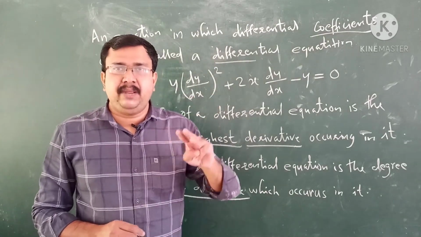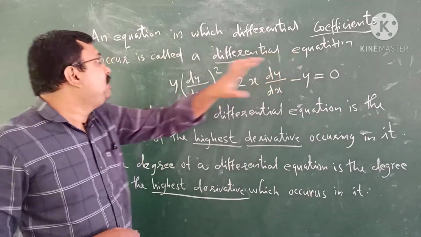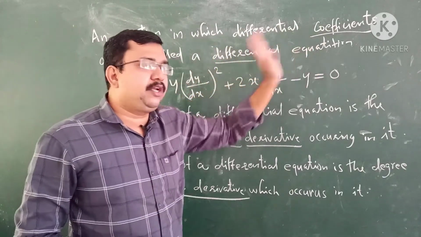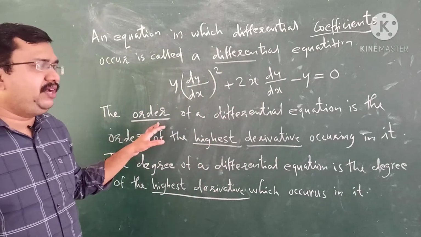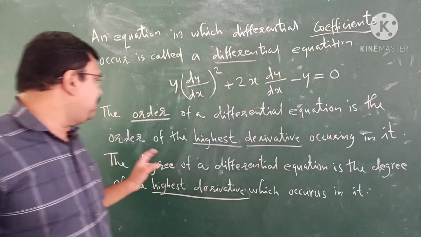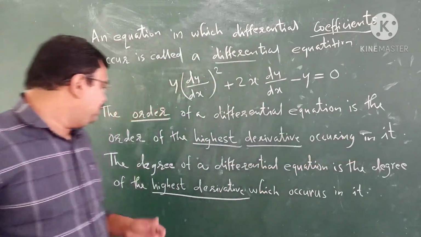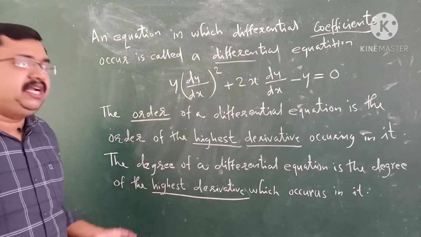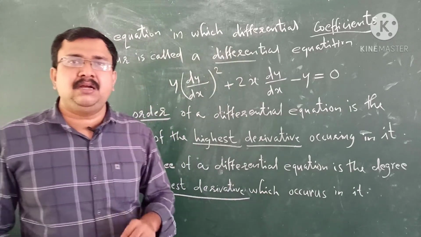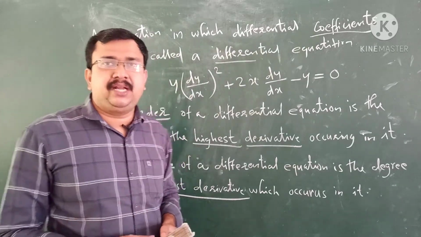Three points are very important. First is the definition of a differential equation: an equation in which differential coefficients occur is called a differential equation. Second is the order of a differential equation, which is the order of the highest derivative occurring in it. Then the degree of a differential equation is the degree of the highest derivative which occurs in it. These are three important points. Now we can move to another section.